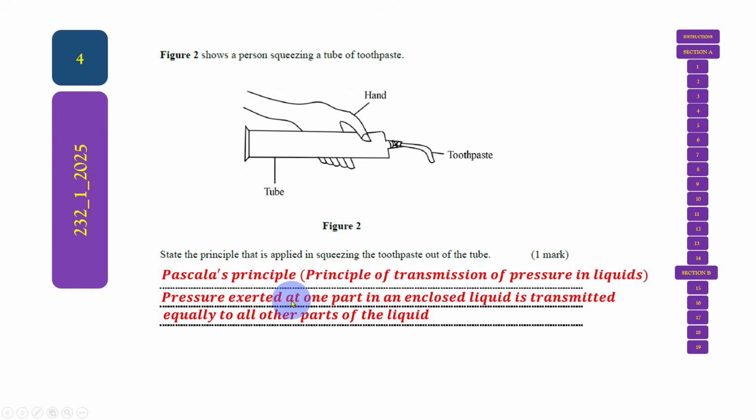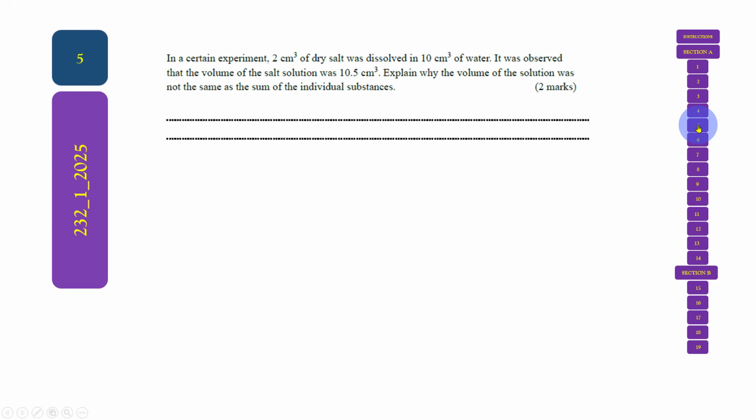So, pressure exerted at one point in an enclosed liquid is transmitted equally to all other parts of the liquid. That is how you state the principle of transmission of pressure in liquids, or Pascal's principle. Let's go to question 5.